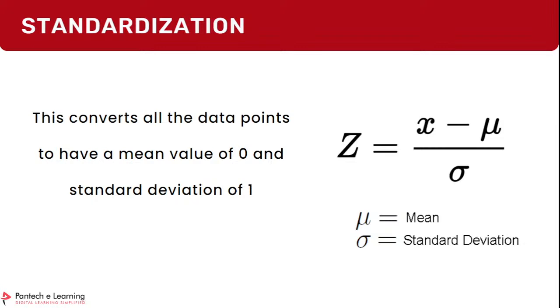Or if you want, you can also go for standardization, which converts all the data points to have a mean value of 0 and standard deviation of 1. And it is done by calculating the mean and standard deviation. So for your entire column, you calculate the mean value and the standard deviation. Then for each value, you subtract the mean value and divide by the standard deviation.